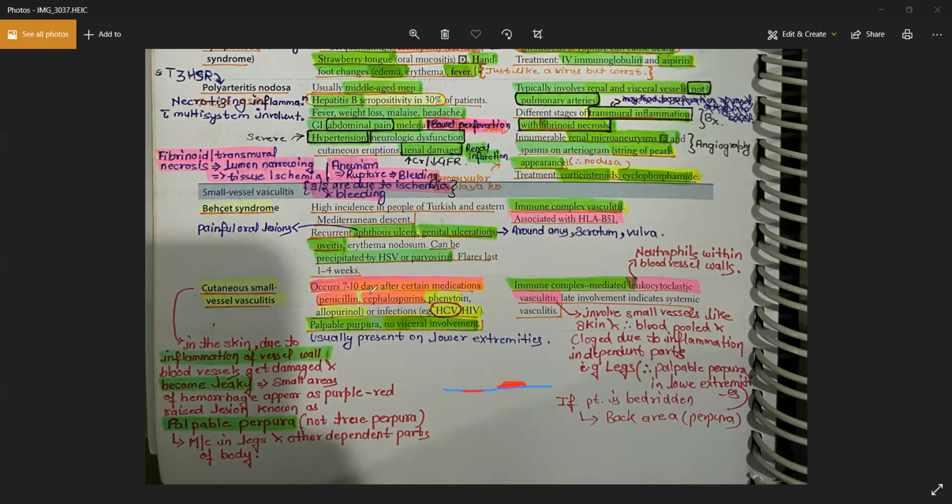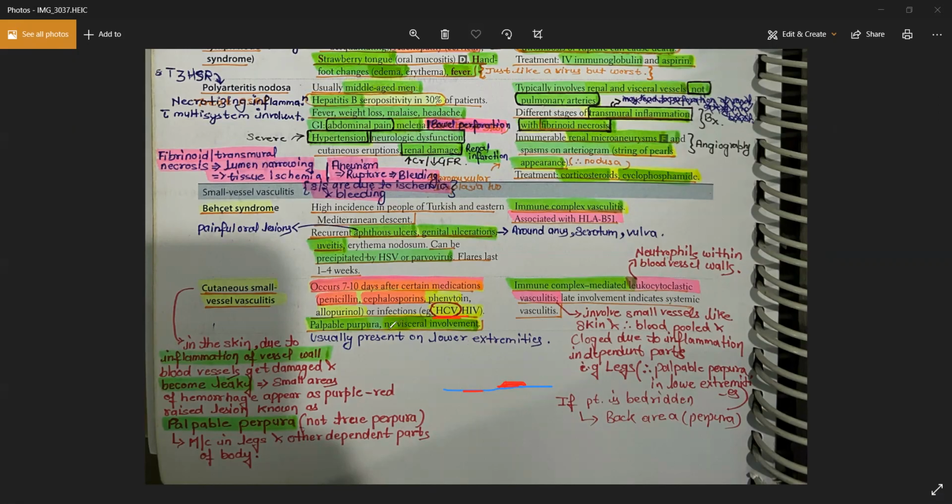So drugs include all the beta-lactam drugs like the penicillins, cephalosporins. You can get it with phenytoin, with allopurinol. Sometimes with infection like hepatitis C, very important. Hepatitis B can cause polyarteritis nodosa. Hepatitis C can cause the cutaneous small vessel vasculitis.